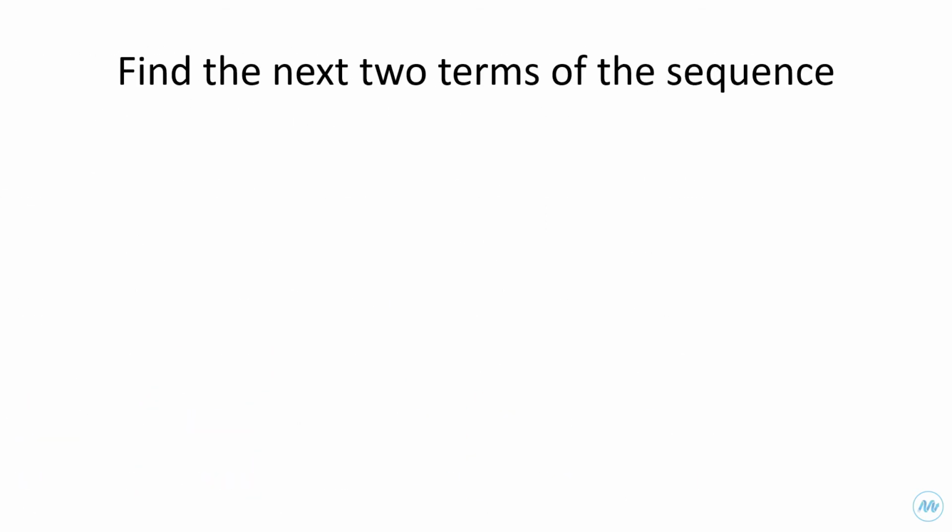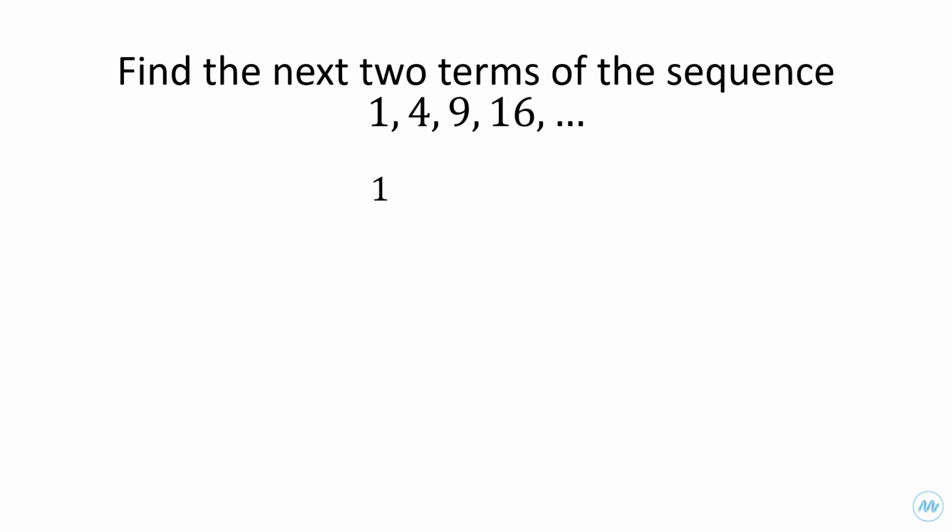Here is another problem. Find the next 2 terms of the sequence 1, 4, 9, 16, and so on. Again, we look for a pattern using the given terms of the sequence. If we use the same line of thinking used in the first 2 examples, no number can be added nor multiplied by the last term to find the next term. So, we look for a different pattern to write the next 2 terms.